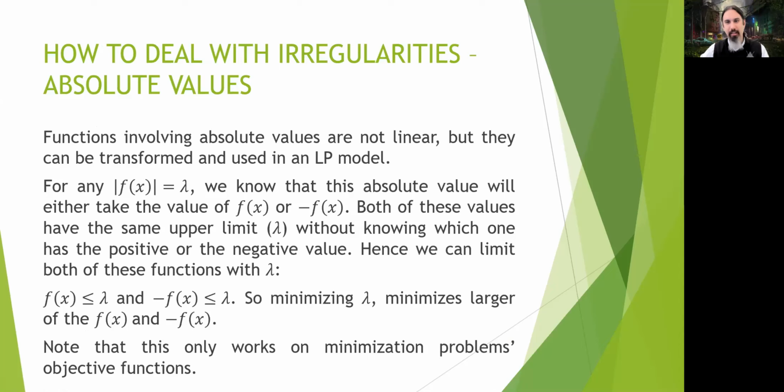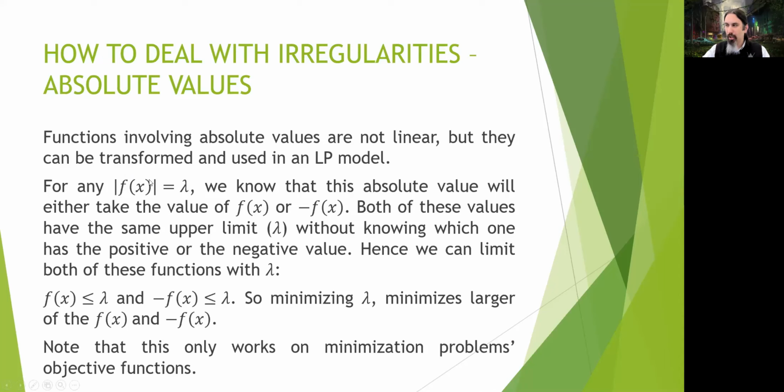But we can make some adjustments to turn absolute value into a linear model. Not always, because you can have x squared inside absolute values as well. But if the part inside the absolute value is linear, you can turn it into a linear problem as well, as long as it's in the objective function at least. So how can we do this? Let's assume that there is an f(x), and we are talking about the absolute value of that f(x), which is equal to a lambda value.